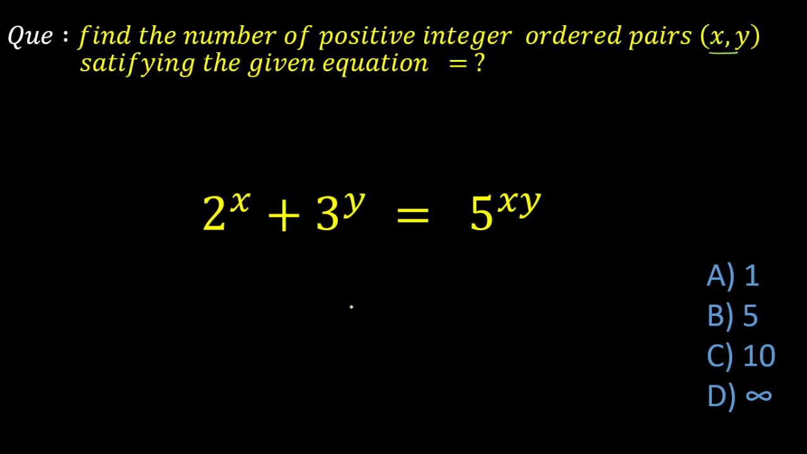Hello everyone. So today we're going to look at a problem of KVPY 2021. The question is: find the number of positive integer ordered pairs x and y which satisfy the given equation. The given equation is 2 raised to power x plus 3 raised to power y is equal to 5 raised to power xy.